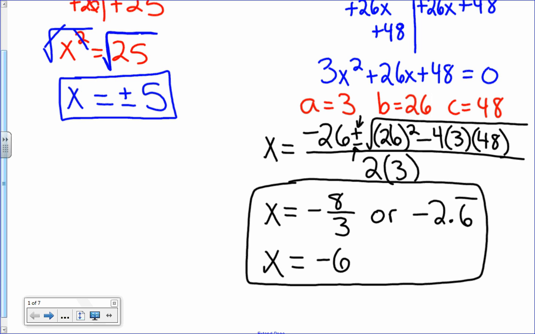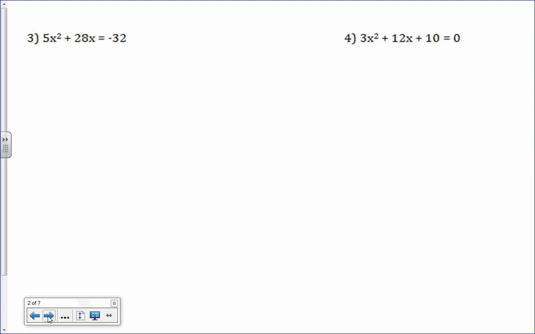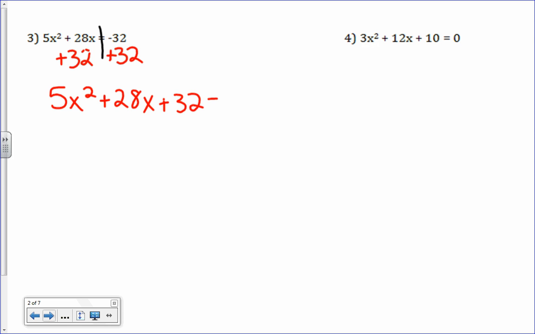Now moving on to examples 3 and 4. Again, example 3, just like example 2, you've got to set it equal to 0. Draw a line through the equal sign. This time it equals negative 32. So to get rid of negative 32, add 32 to both sides. You'll have 5x squared plus 28x plus 32 equals 0.